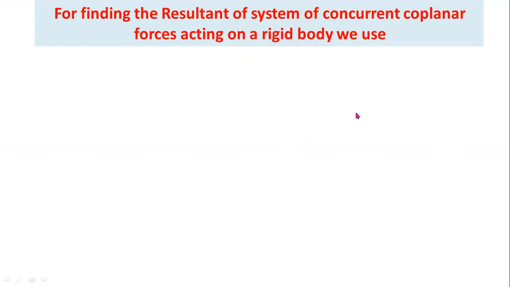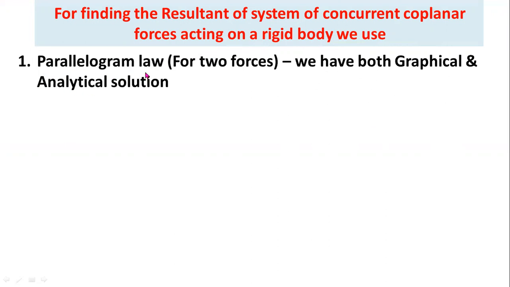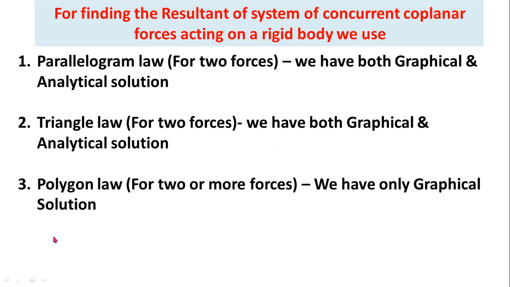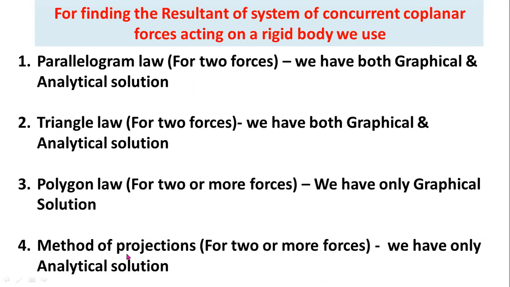For finding the resultant of a system of concurrent coplanar forces acting on a rigid body, we use four methods. First one is parallelogram law of forces, and second one is the triangle law of forces. Third one is the polygon law of forces, and the fourth one is method of projections. These four methods are useful to determine the resultant force. Okay, here we can observe these four methods are useful for coplanar forces.